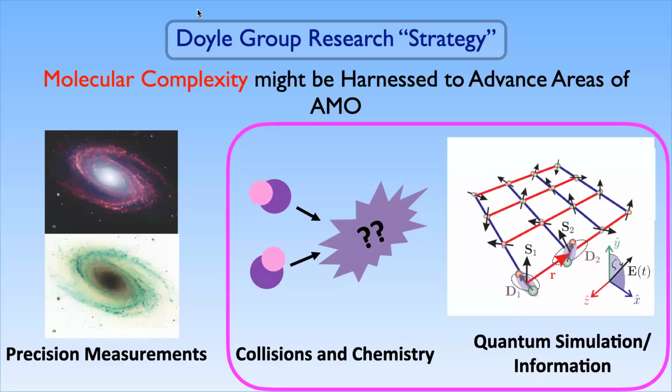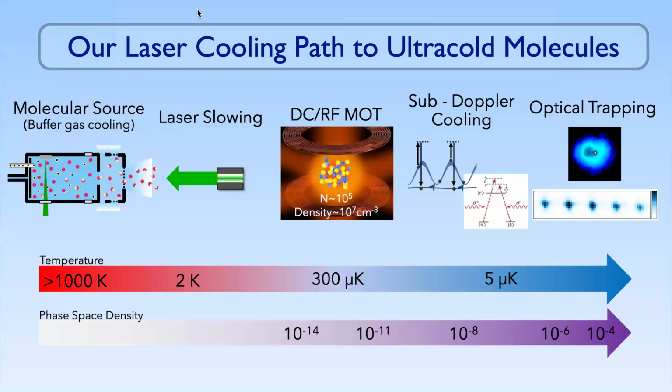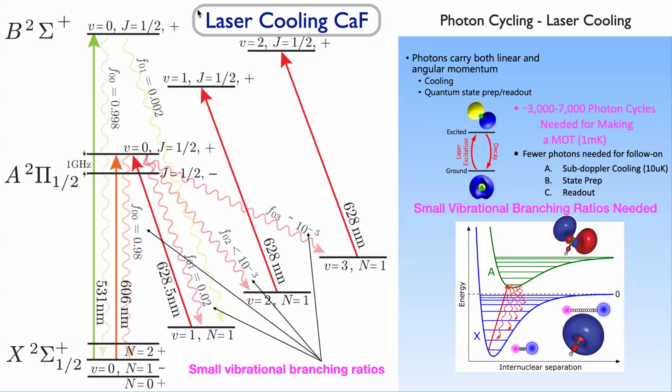We've been using laser cooling. We have the CBGB, which you're already familiar with. If we run this with helium at very low temperatures to make the molecules slow enough, we can do laser slowing, put them in a MOT, do sub-Doppler cooling, put them in an optical dipole trap, and then put them in a tweezer array. We're doing quantum information, using calcium fluoride as the first molecule we laser cooled for pedagogical reasons.